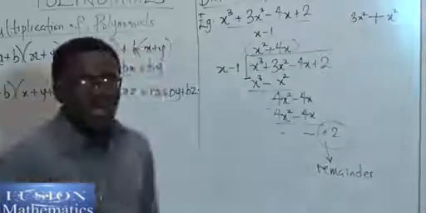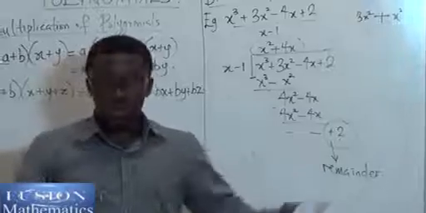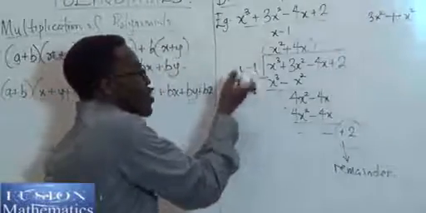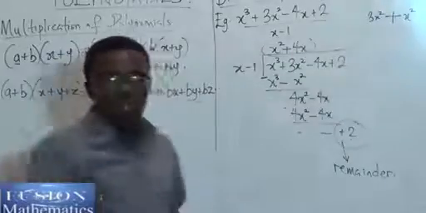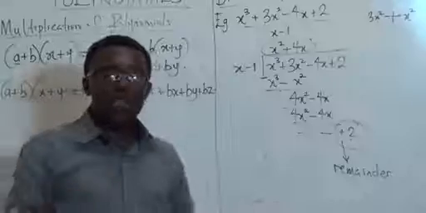Note that when there is no remainder, or the remainder is 0, that means that the divisor, the expression we use to divide the given polynomial, is a factor of that polynomial.